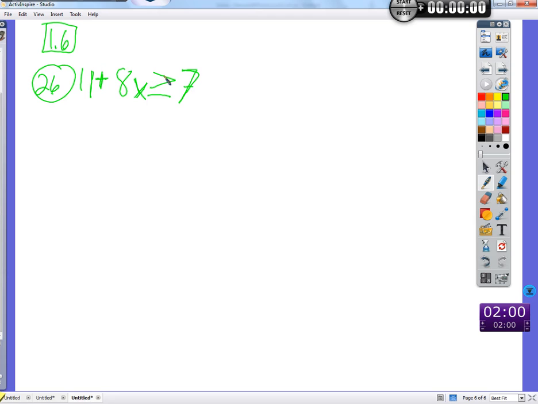If this is an equation, if it was equals to, you would do just that. You subtract 11 from both sides. So positive 8x is greater than or equal to negative 4. And then you would divide by 8. X is greater than or equal to negative 1/2.